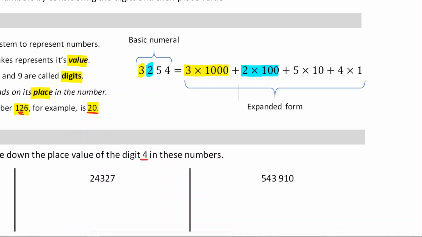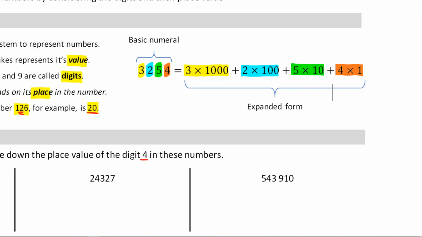The next digit that we have to look at is this 5. And this 5 is in the tens column. So that means it's going to be 50. 5 times 10 is 50. And then the final one that we have to look at is this 4. And this 4 is in the ones column, so just 4 times 1.